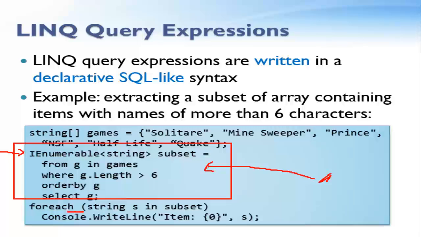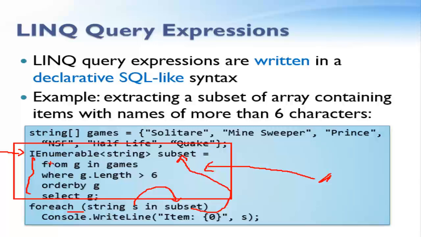So at this place, when the for loop runs, it goes to this subset and asks the subset, now give me one of the strings. When that happens, the subset goes here and then executes the query. So when you write the query, when this line is executed, the query is not immediately fired. This is called deferred or lazy execution.